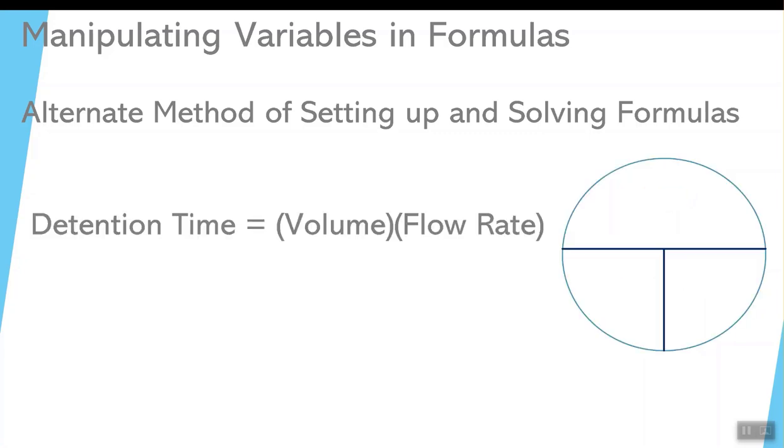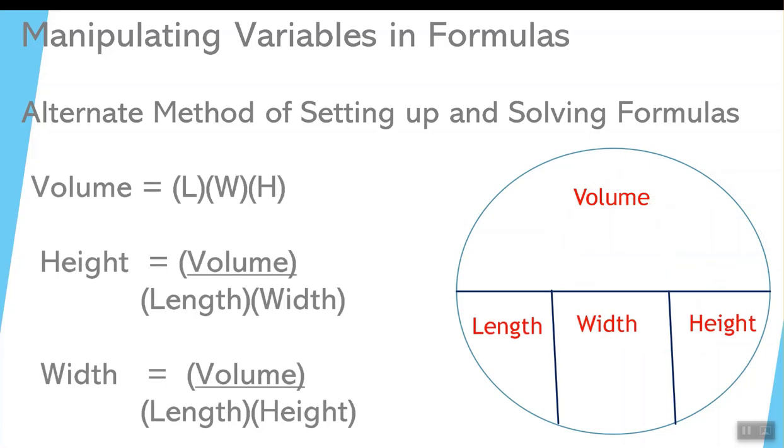Another formula, just a few more here for examples, just so that you get the hang of it. Detention time is a known formula. Detention time equals volume times flow rate. Detention time goes on top, volume in one corner, flow rate in the other. Now, if flow rate is the unknown, detention time is above volume, so it's detention time divided by volume. Or if volume is the unknown, then it's detention time divided by flow rate. So again, those are really simple applications.